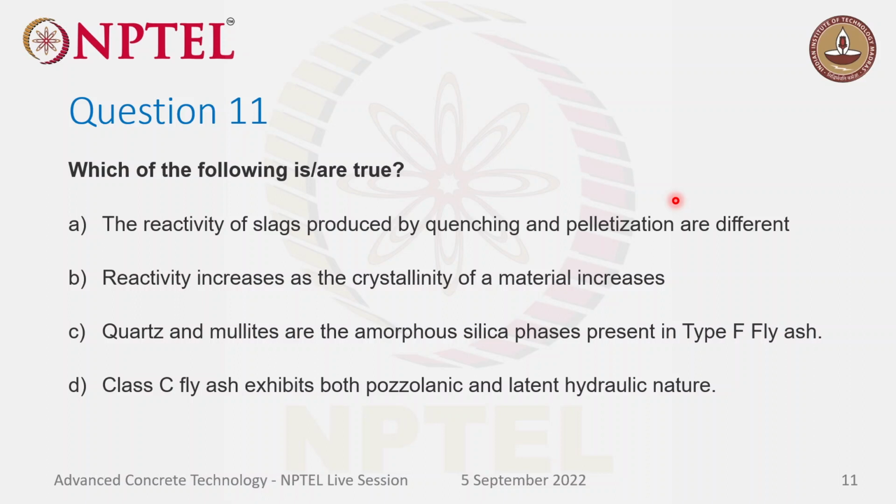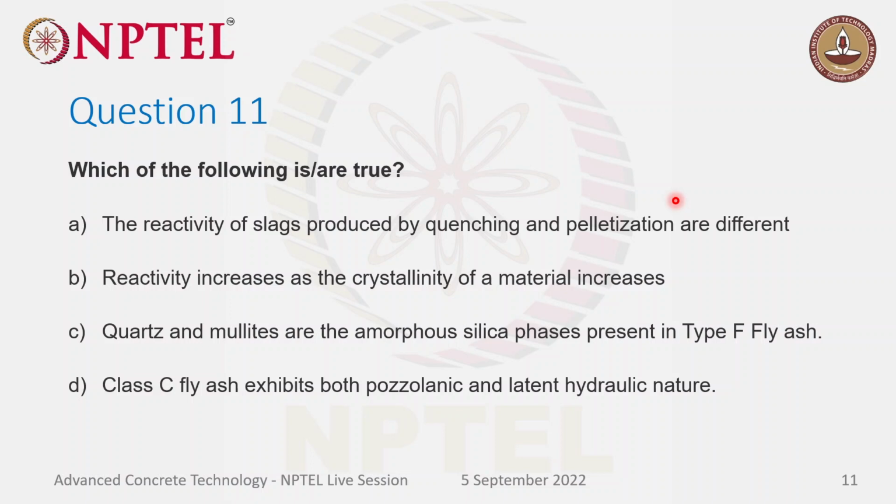I just told you quartz will be present. If quartz is present, there will be peaks, and if there is a peak, will it be an amorphous or crystalline material? Just think. They're saying quartz and mullite or amorphous silica phases present in type of fly ash. And then option D is class C fly ash exhibits both pozzolanic and latent hydraulic nature.